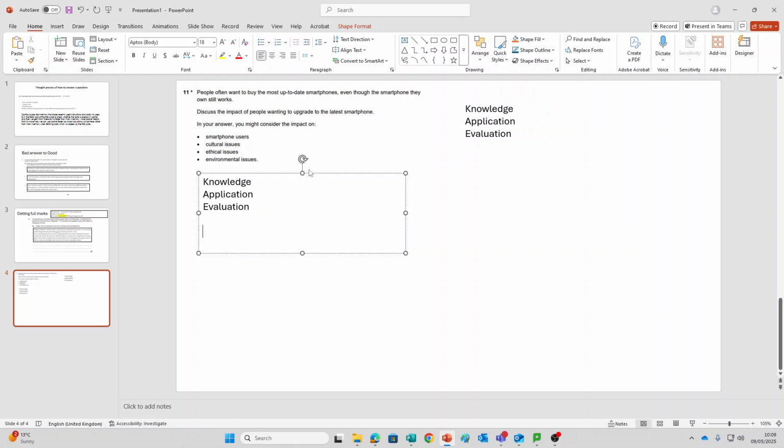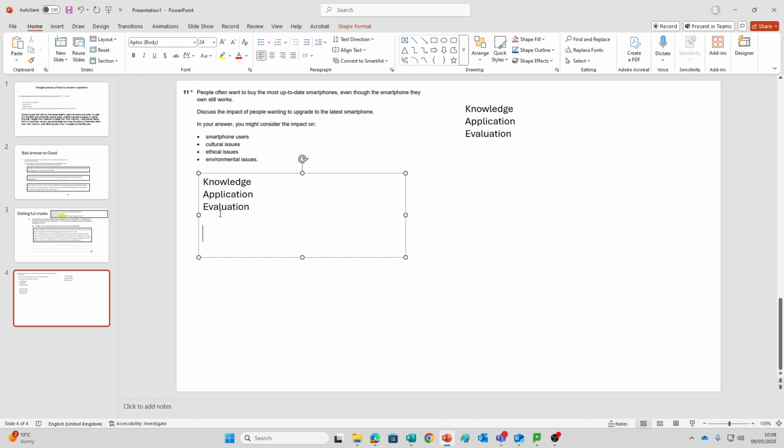I'm going to leave that there while I write my answers here. So this is the question. People often want to buy the most up-to-date smartphones. So just make note that it's up-to-date smartphones, even though the smartphone they own still works. Discuss the impact of wanting to upgrade to the latest smartphone, and in your answer you might want to consider the impact on smartphone users, cultural, ethical and environmental issues.